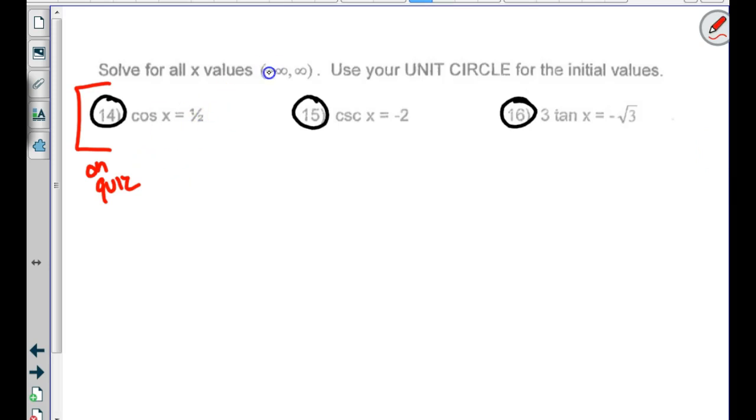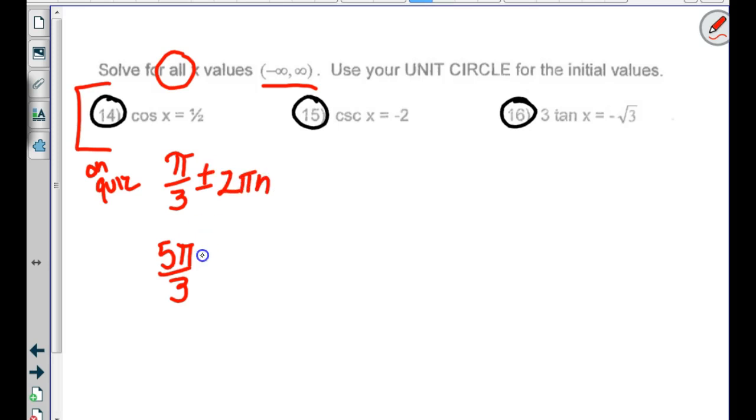Help me answer this. Where's the cosine 1/2 quickly? Looking at your unit circle. Okay, and am I done? Why not? Because it says all negative infinity to infinity, so I have to put on plus or minus what? There is a shorter way to write that, but you'd rather I didn't confuse you, right?